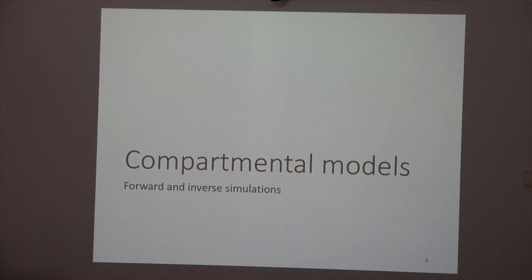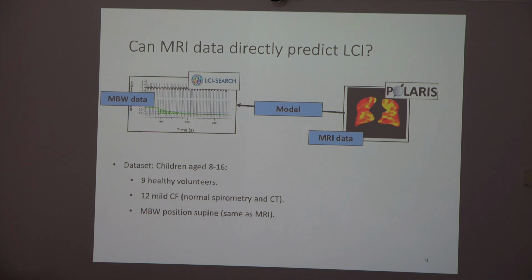Okay, so we started looking at this data from a fairly simplistic point of view. Our first question was, can we plug some of the MRI data into a compartmental model and then run a simulation of the multi-breath washout and see if the two agree? We have a data set of children aged up to 16, with 9 healthy volunteers and 12 with mild CF, so that means they have normal spirometry and CT, and in most cases normal lung function generally as well.